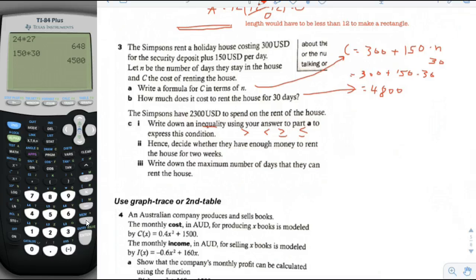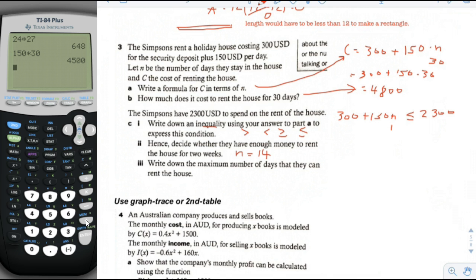So basically what they want is to make the cost, 300 plus 150n, less than or equal to 2,300, because that's how much money they have. They can't stay any longer than that, all right? Hence, decide whether they have enough money to rent the house for 2 weeks. So let's put 2 weeks in for n. Well, for n we need days, and 2 weeks is in weeks. How many days in 2 weeks? n is equal to 2 times 7, 14 days, right?